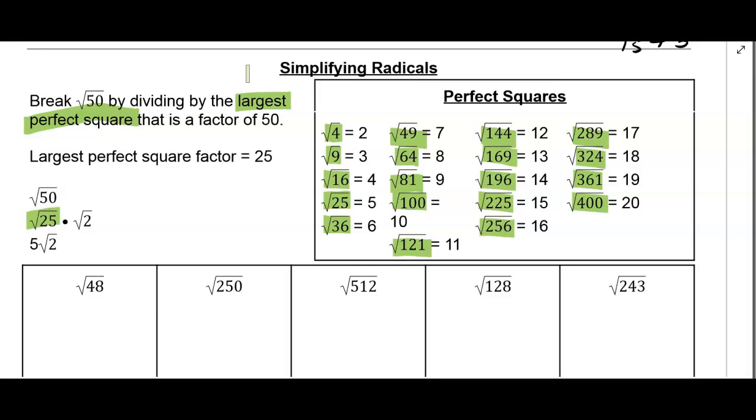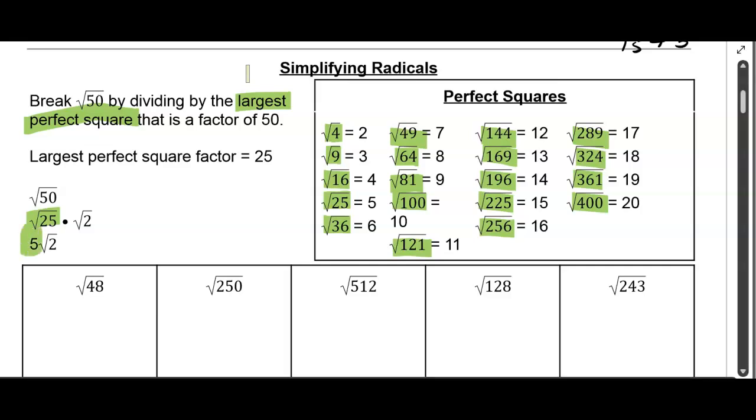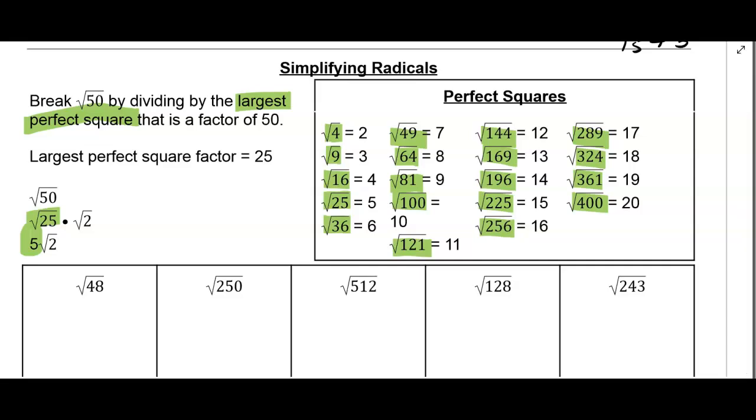And the reason we're looking for perfect squares is that once I get a perfect square, look, right here, the square root of 25 is 5. So I can simplify the square root of 25 to just be the whole number 5. Now, 2 is not a perfect square, so it's not 4, 9, 16, 25, and so on. So it stays the same, which is okay. Generally, we just want to simplify it as much as possible. So the square root of 50 now became 5 square root of 2. So we're going to try another example.